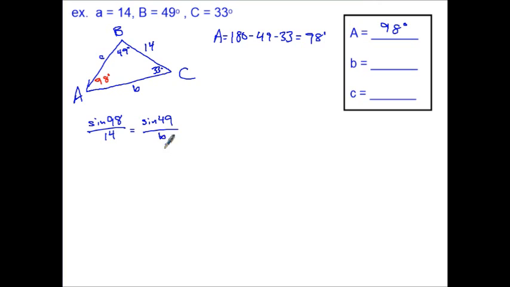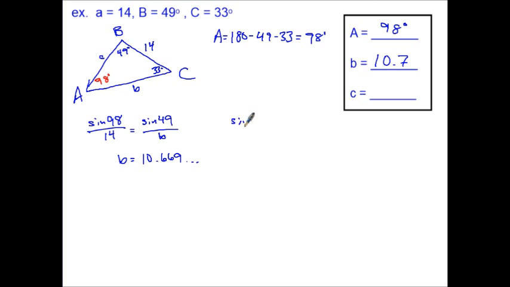And again, after doing that same little cross multiplication thing we did last time, we should eventually get B equals 10 point, and our calculator will spit out 669 and a whole bunch of other stuff. So of course we can round that to 10.7. Alright, and then basically just repeat the process from there. Again, you can't use the Pythagorean theorem because we don't have a right triangle. And then do the same thing with C.